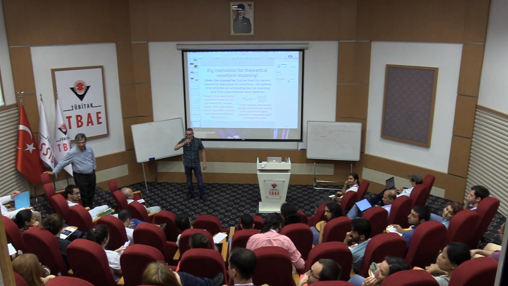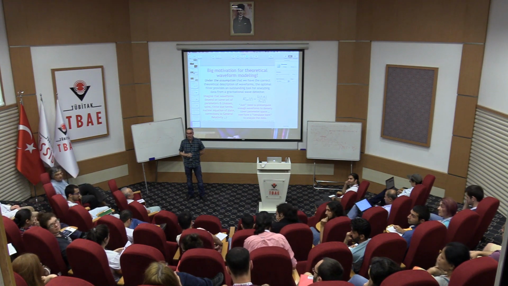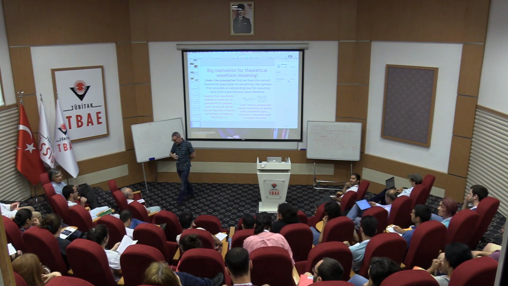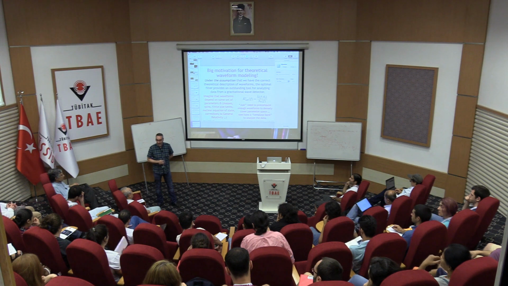Assuming we have enough time and enough SNR, is there any test for GR or alternative theories that cannot be done with a single LIGO detector, but with a different detector, a different topology? Can you hold that question to the next lecture? Because that actually feeds directly into some of the things that I'm going to talk about.